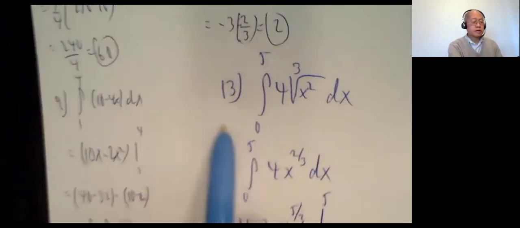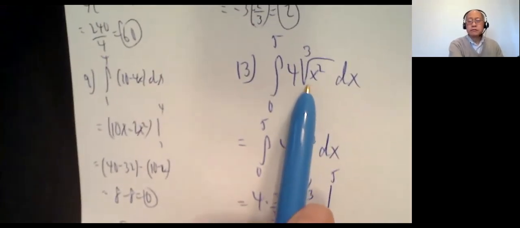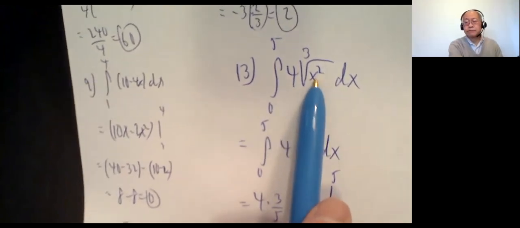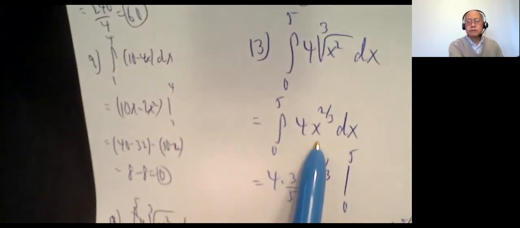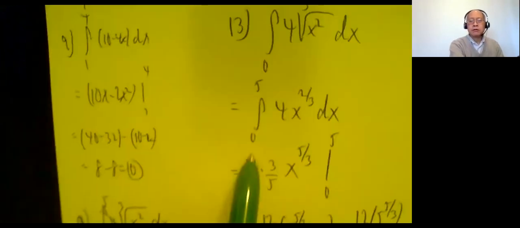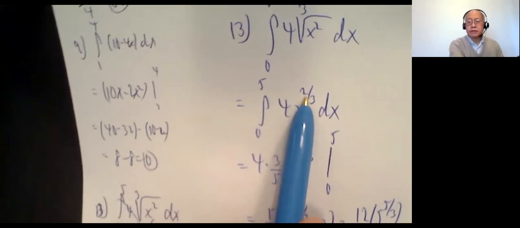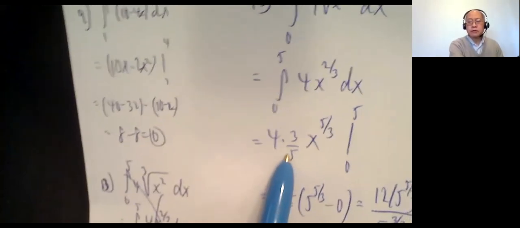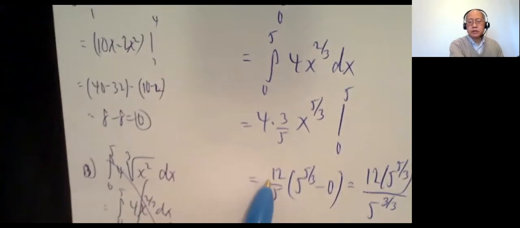Okay, a little bit harder. I want to do this one after that because this was harder. 4 cube root of x squared, integral from 0 to 5. How do you write that as a fractional exponent? X to the 2/3. Right, so power rule: 4 times x to the 5/3, 2/3 plus 1, right? 2/3 plus 3/3 is 5/3, and dividing by 5/3 means multiplying by 3/5. You're going from 0 to 5. This comes out to be 12/5.